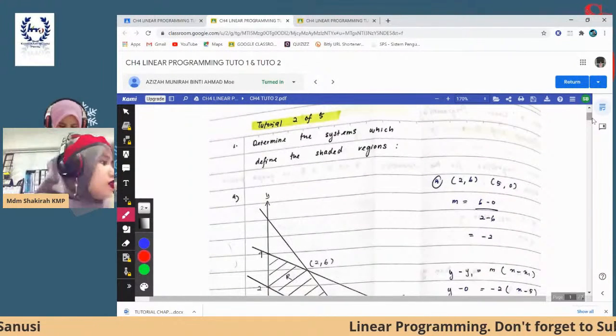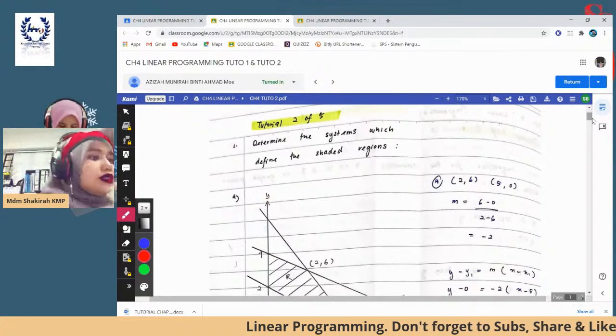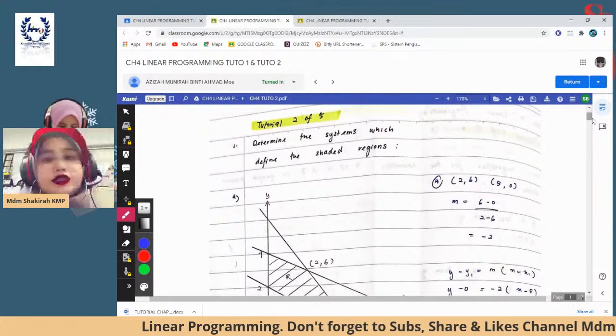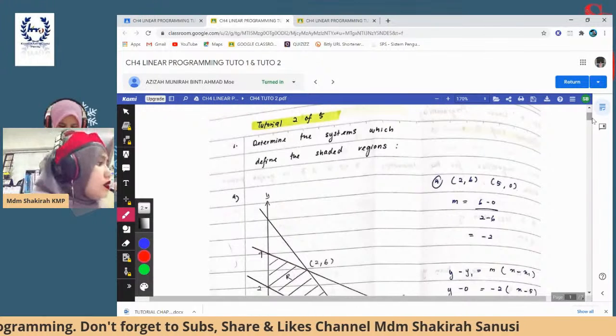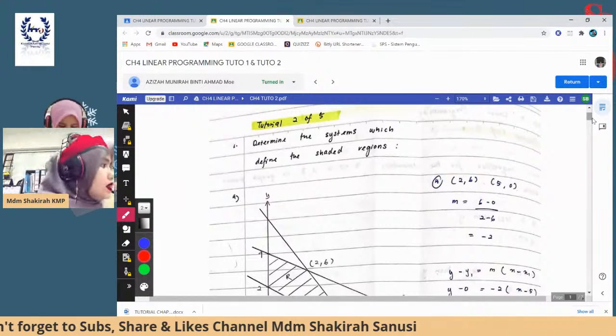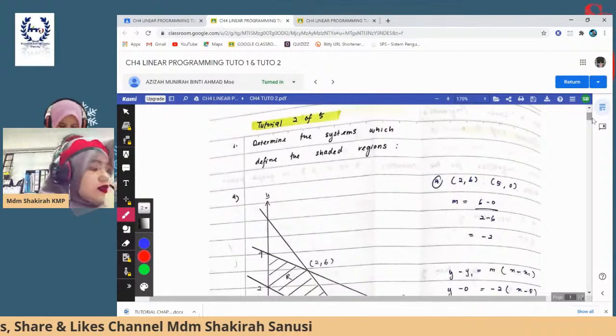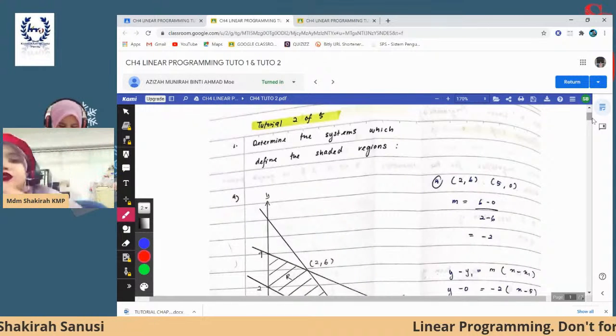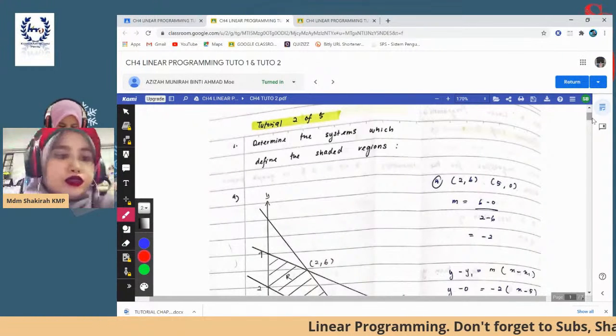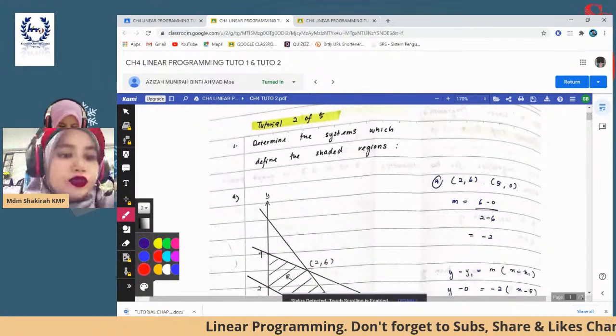Alright, tutor 2 is different. Kalau tadi you guys kena lukis graph, sekarang ni dia dah bagi graph. So you guys lukis sahaja. Okay. So kita tengok apa yang kawan awak buat. Kita ada 2 solutions kat sini. Okay, thank you Azizah for providing us with the solutions.